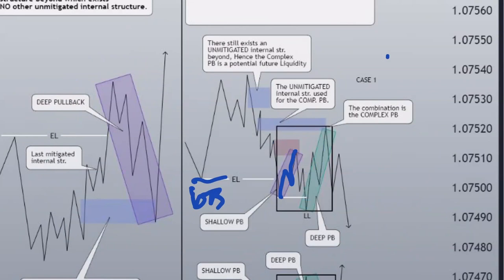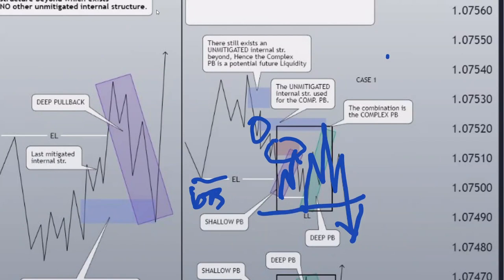All right? So a deep pullback follows into the last unmitigated. In this scenario, what we have is that the shallow pullback uses the last mitigated internal structure. Then there is a certain unmitigated internal structure here again. The deep pullback goes into it and uses it. And then we have a new lower low.